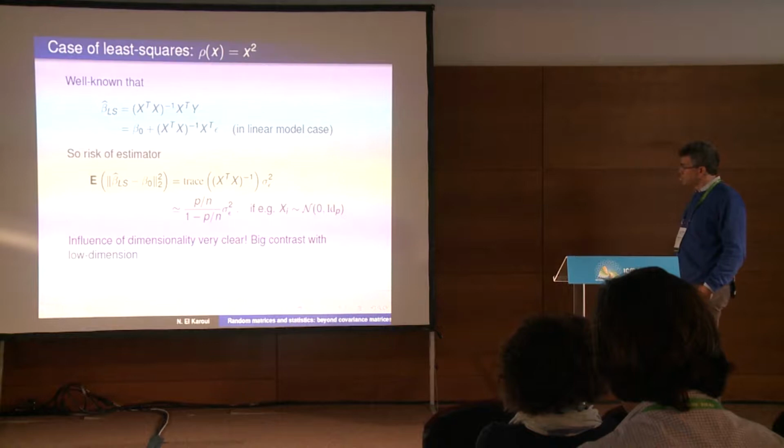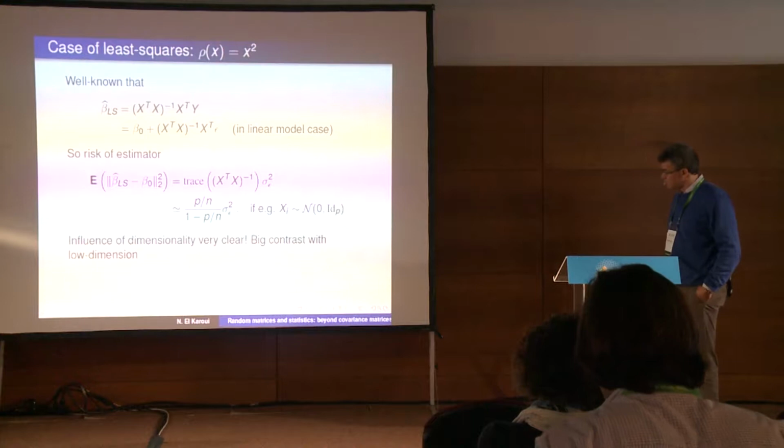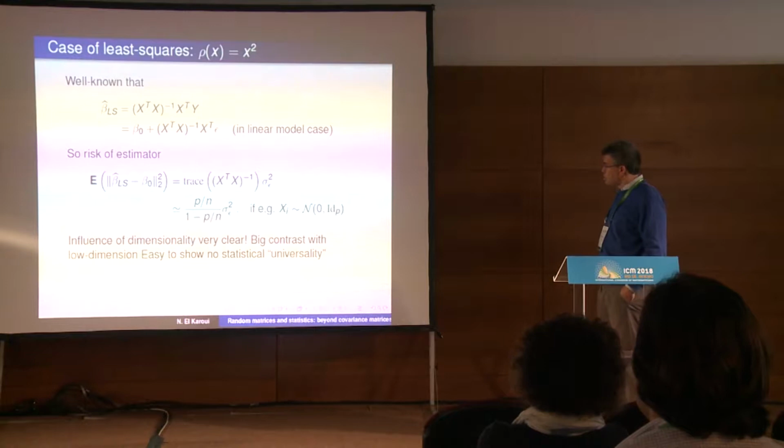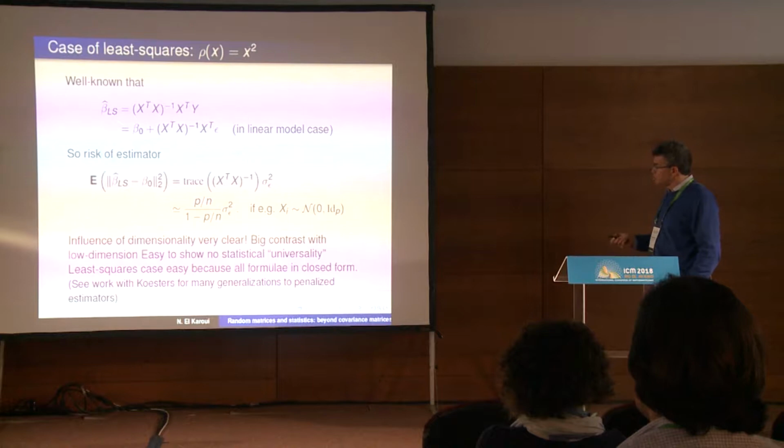And also, there's a big contrast with low dimension, because in low dimension, we first say that this goes to zero, and then we do perturbation analysis around that. Okay? So it's also easy to show, I won't get into this, that there is no statistical universality, and I'll get back to this a little bit. And the least squares case is informative and easy, essentially because we have explicit forms everywhere.